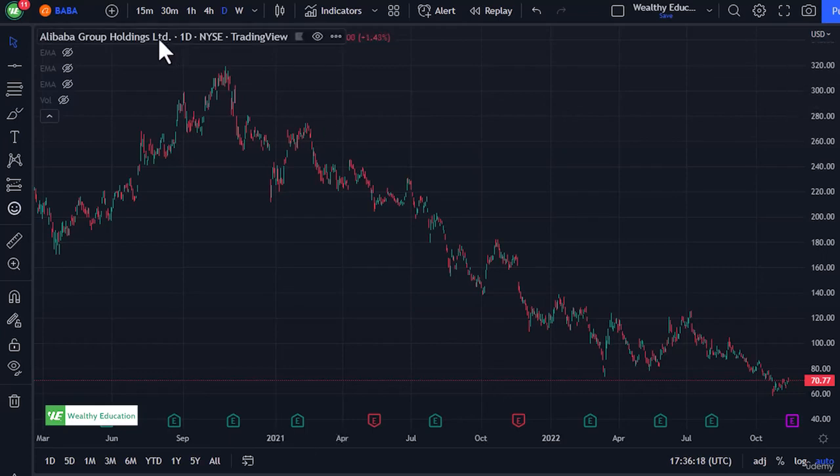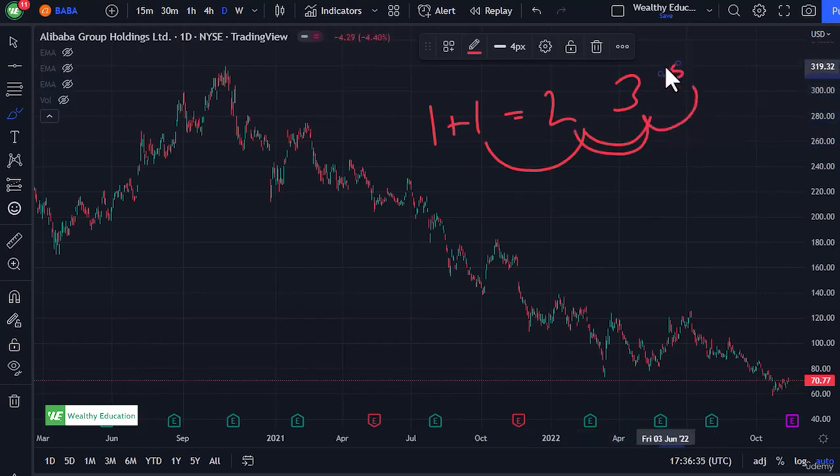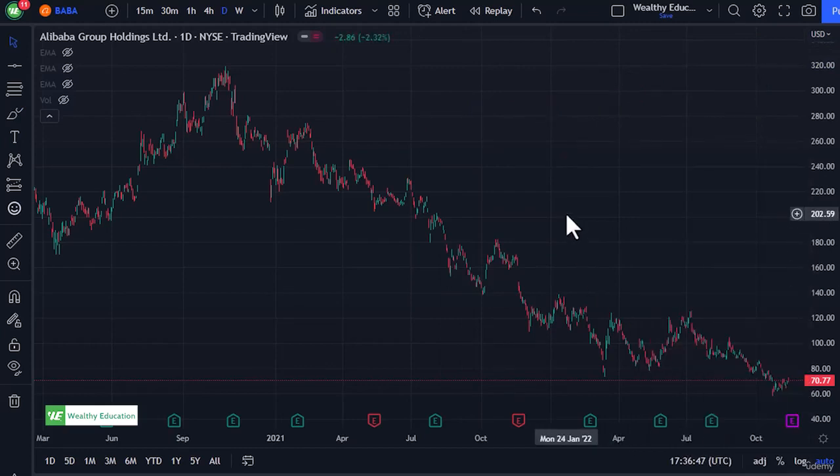So what you're doing is taking 1 plus 1 equals 2. Then you take these two numbers and you get 3. Then you take these two numbers, you get 5. You take these two numbers and you get 8, and on and on. There are a lot of places in nature where Fibonacci ratios come into play.